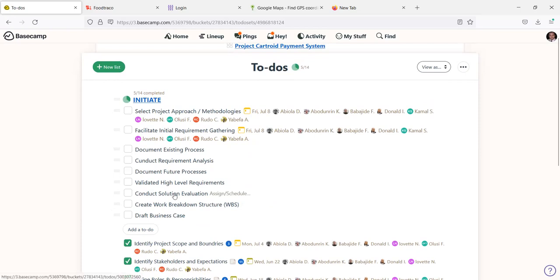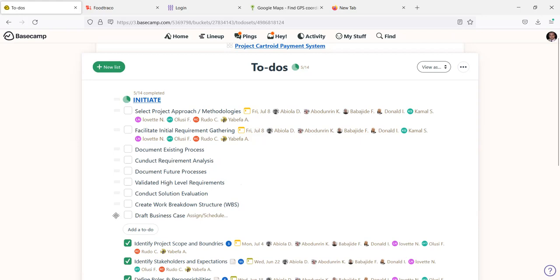That is where prioritization comes in. When you are planning, you prioritize. Which one comes first? This is just planning. We're not talking about time yet. We're talking about how to plan this. This business case comes last. There is no way you can do a business case without first documenting existing requirements, conducting requirement analysis, documenting future processes, and validating. So this one should actually come last.